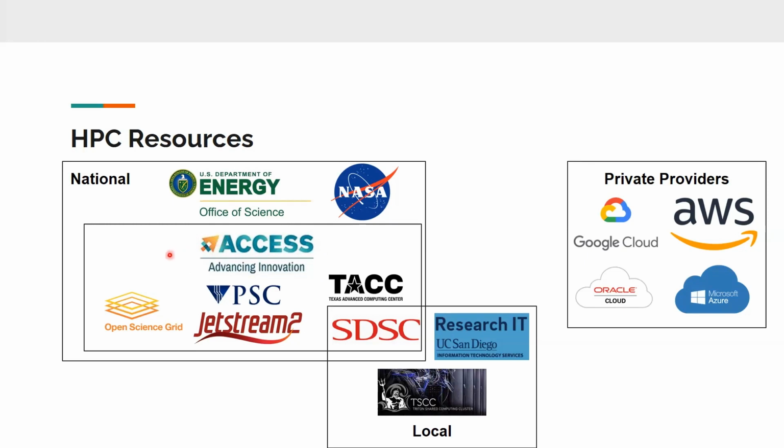The National Science Foundation has this Access program, which has a number of resource providers under it: Open Science Grid, Pittsburgh Supercomputing Center, Indiana Jetstream, Texas Advanced Computing, and then UCSD's San Diego Supercomputer Center. This box down here are the local resources that are available on campus. There are 3 of them.